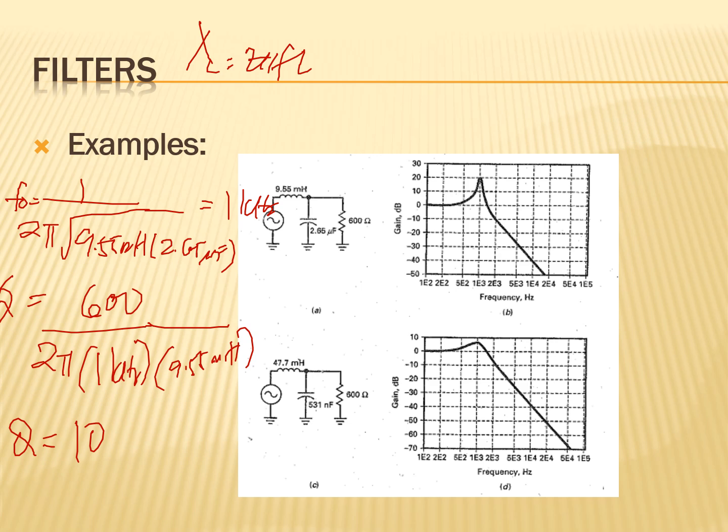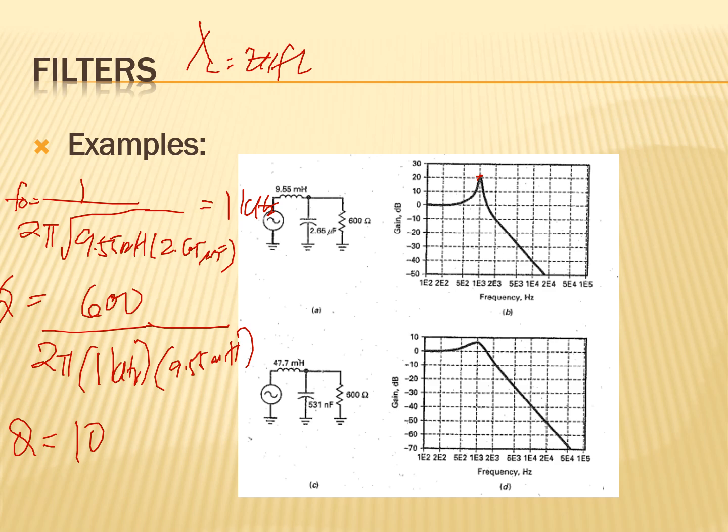So what do we mean by that? As we can see, at 1 kilohertz, which is our resonance frequency, we have a peak value. So our ripple peaks at 1 kilohertz. So it increases 20 dB at 1 kilohertz. So the higher the Q, the higher the increase in the voltage gain at a certain resonance frequency.